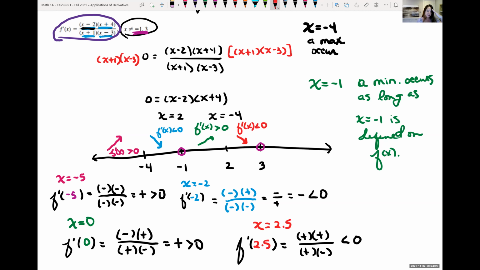So again, increasing to decreasing, that's a max value. So a max occurs at x equals 2.